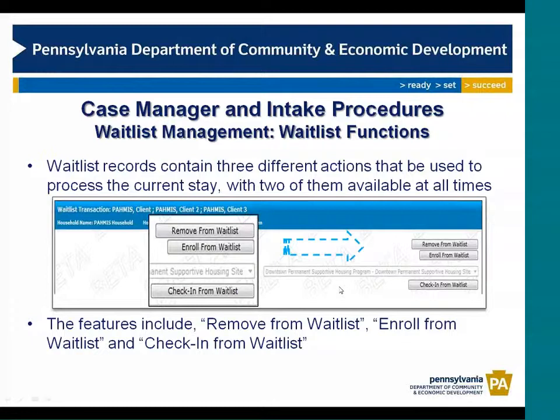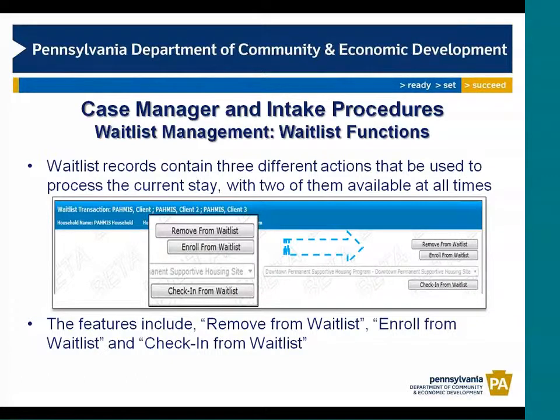Since there could be multiple different combinations of clients in different housing programs, the system will provide a selection list of which program you want to check the client into. If there's only one program that meets that criteria, it's going to be the default. So if you click check-in, you're going to be able to put the clients into the permanent supportive housing program. But if there are two or more programs, the system will provide a drop-down for you to select. You could have a permanent supportive and an emergency shelter program that meet those criteria.